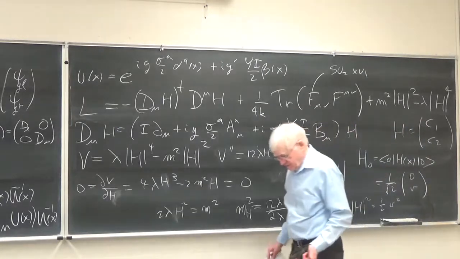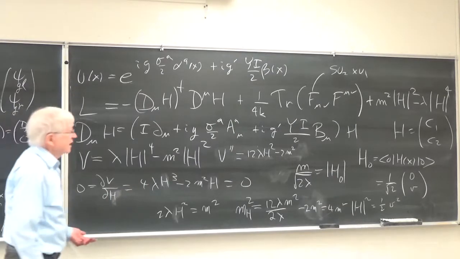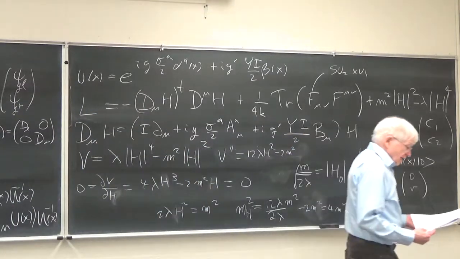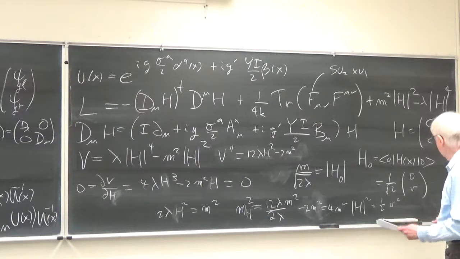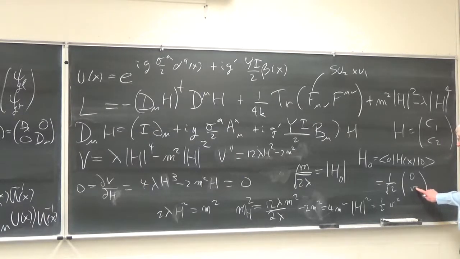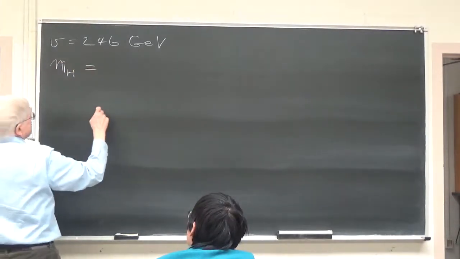Of course, a priori, people didn't know what the values of m and lambda were. But eventually, first, this value in the vacuum, this mean value, was found to be 246 GeV. So let me write that down. And I'll show you why: this was known from the masses of the W and the Z. And the mass of the Higgs was discovered at the LHC in 2012.